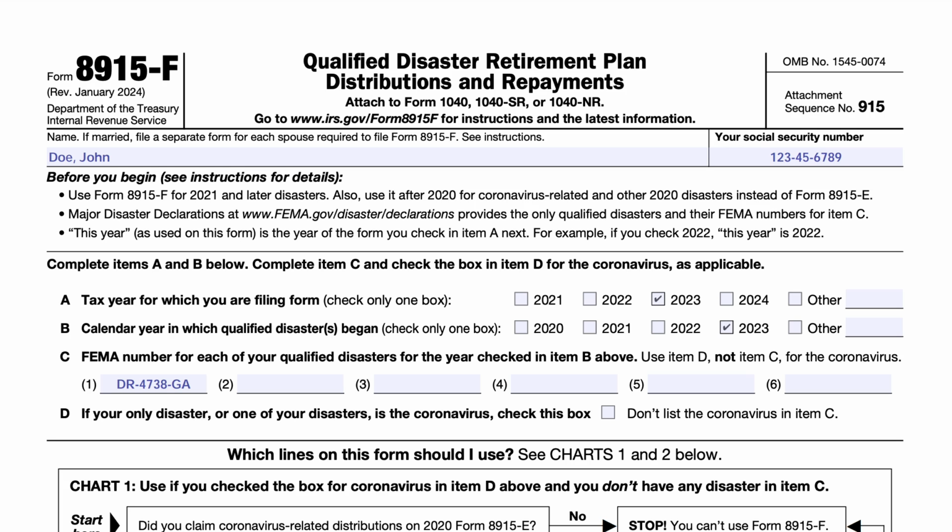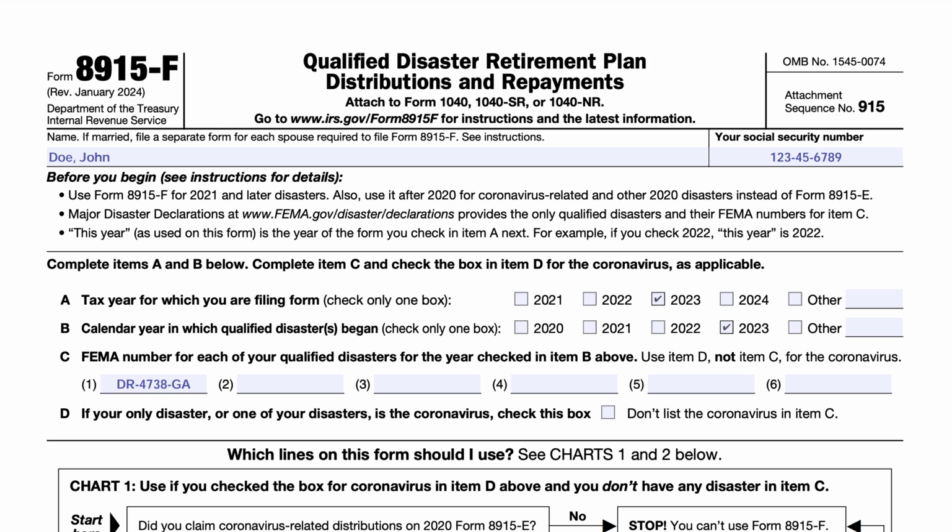Over IRS Form 8915-F, Qualified Disaster Retirement Plan Distributions and Repayments. So this is a 4-page tax form. It's fairly involved, but when you sit down and take a look at it, it's not as difficult as you might think. It is a little bit daunting. In this example, we're going to take the case of a taxpayer, John Doe, who took a qualified disaster retirement plan distribution in 2023 for the tax year of 2023 in response to a qualified disaster from that year.